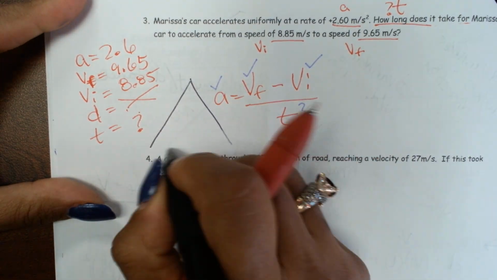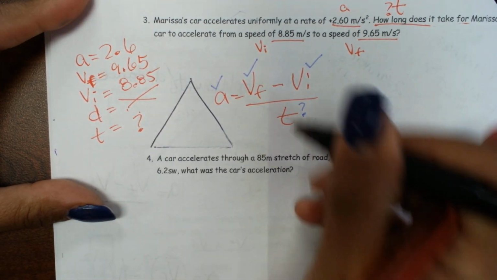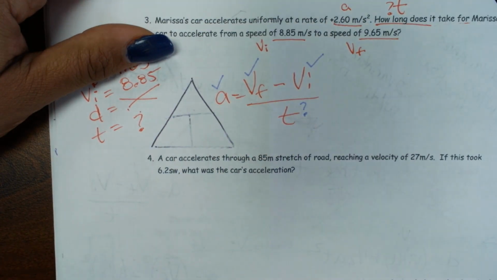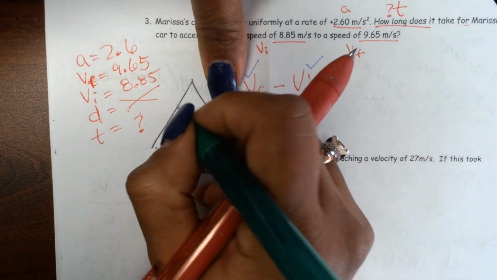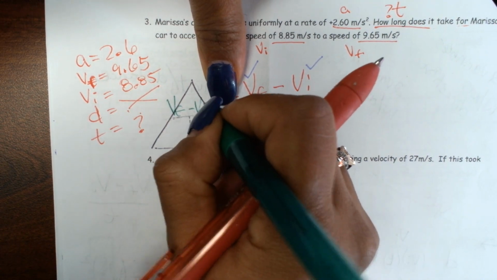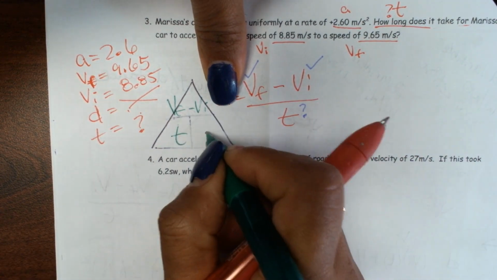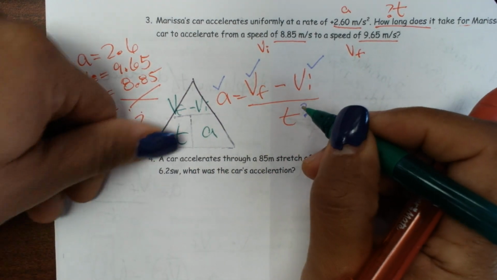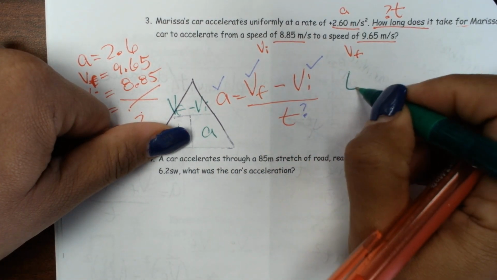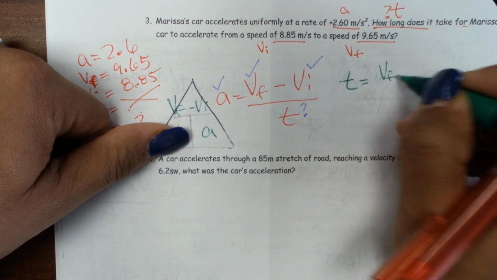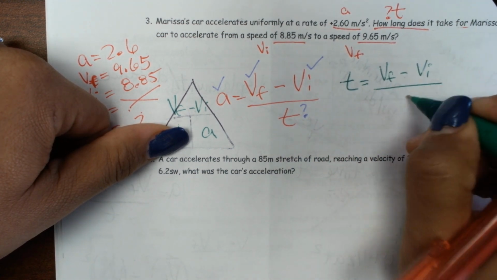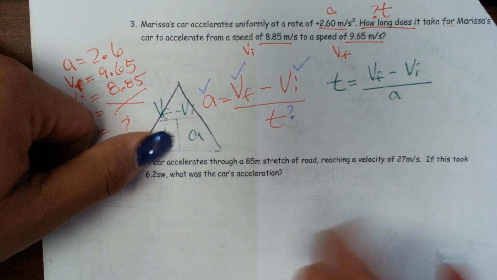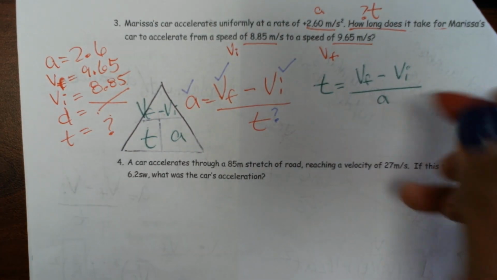But since I'm not looking for A, I'm going to put this into the triangle and rearrange it. And so to do that, I cover up the equal part, VF minus VI, T is at the bottom, it does not matter where, and then plug in A. What am I looking for? I'm looking for T. So my new equation is T equals VF minus VI over A. Now my algebra, or the majority of my algebra, is done and out of the way. Let's fill in the blanks.